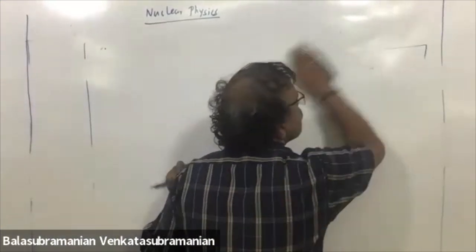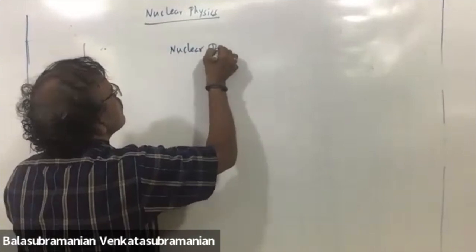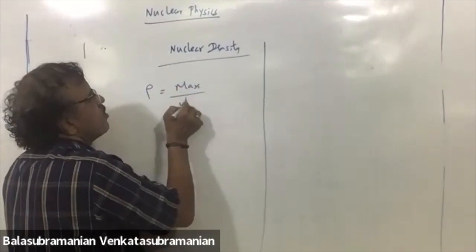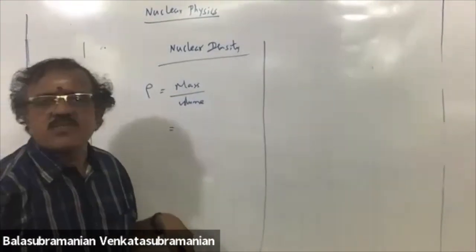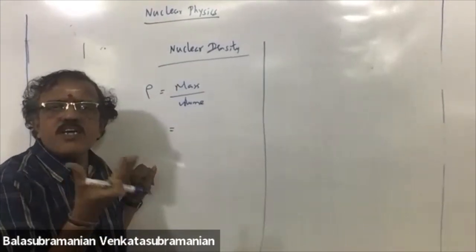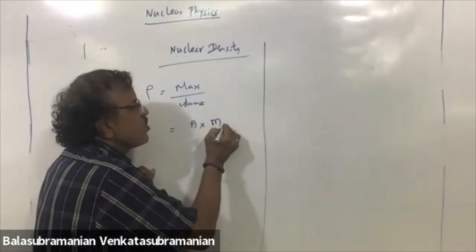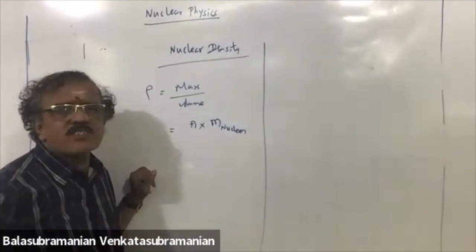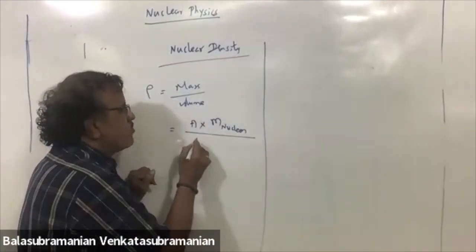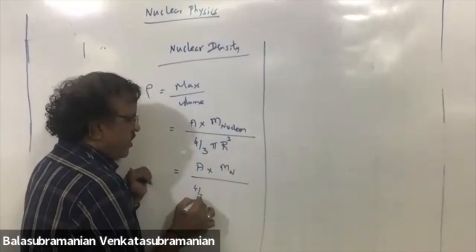Nuclear density. You know very well, density is mass by volume. Mass means nuclear mass. Nuclear means how many nucleons are present. Total nuclear mass we want. Total nucleons is nothing but the mass number. Mass of one nucleon, neutron or proton, is 1.66 times 10 power minus 27. Substitute, depending upon the element, A times that, divided by volume. Spherical in shape, 4 by 3 pi r cube. So A into Mn by 4 by 3 pi r cube.